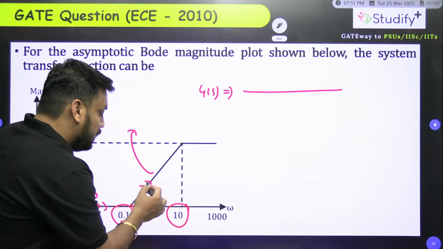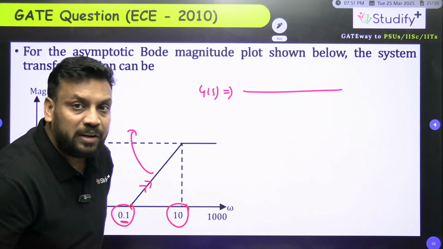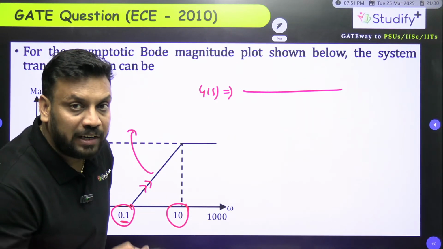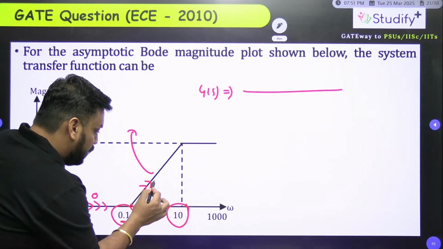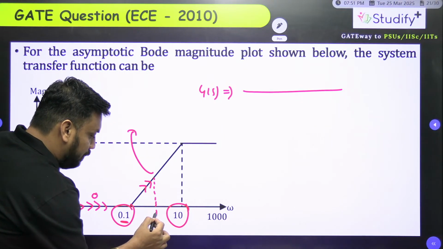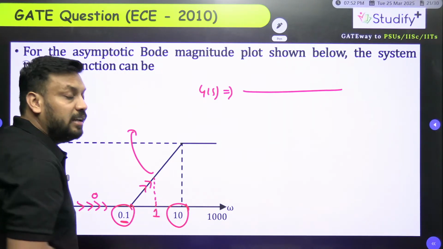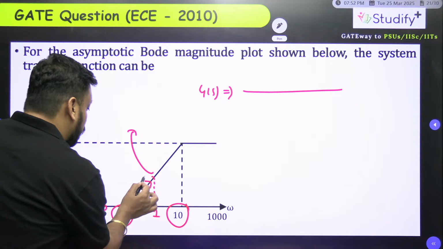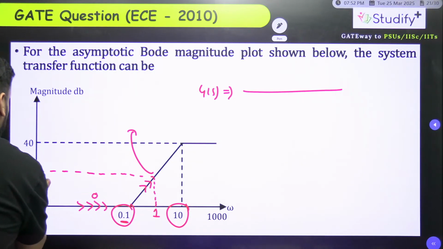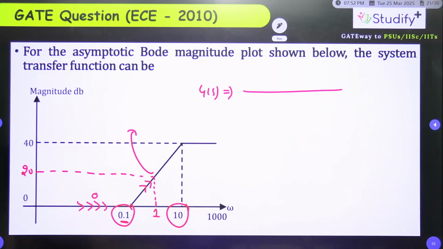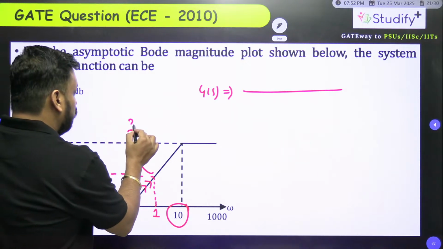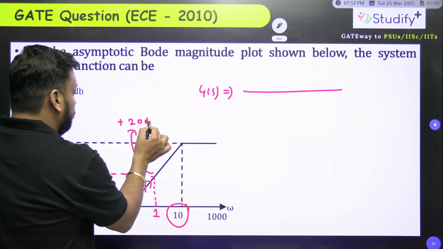Why? Sir, because 0.1 to 10 is not a decade, sir. 0.1 to 10 is 2 decades. It means somewhere in the middle we have a 1. So 0.1 to 1 is 1 decade, and 1 to 10 is another decade. So we have to write the slope per decade. So in somewhere mid we have 20. So what is the line slope? The line slope is plus 20 dB per decade.